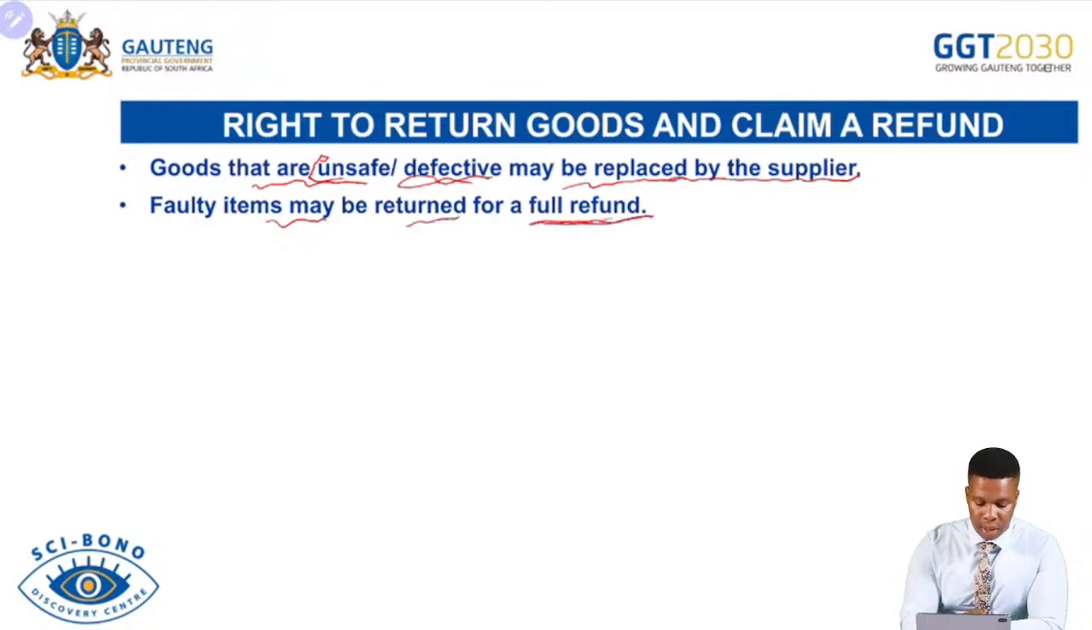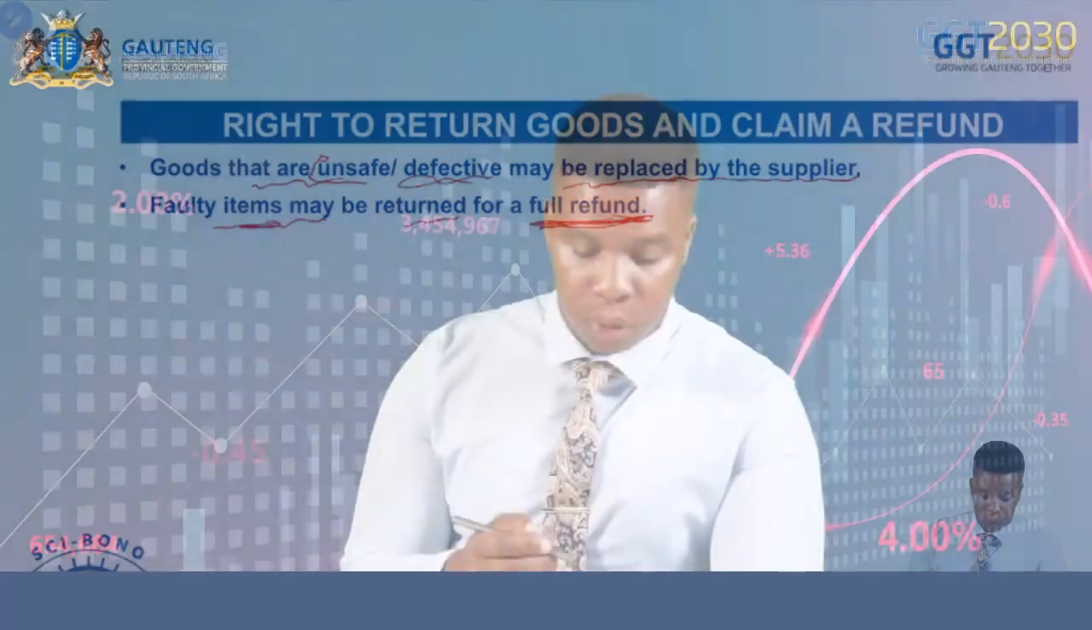So if a product is faulty, it might be returned for a full refund. For instance, if your parents buy a fridge and the fridge is faulty, or when they're trying to put it on the plug, it doesn't go on, then your parents have a right to return that fridge to any furniture shop they would have bought the fridge from and then get their full refund. So that's what we mean. Your parents actually have a right to do that, and you actually have a right to do so.